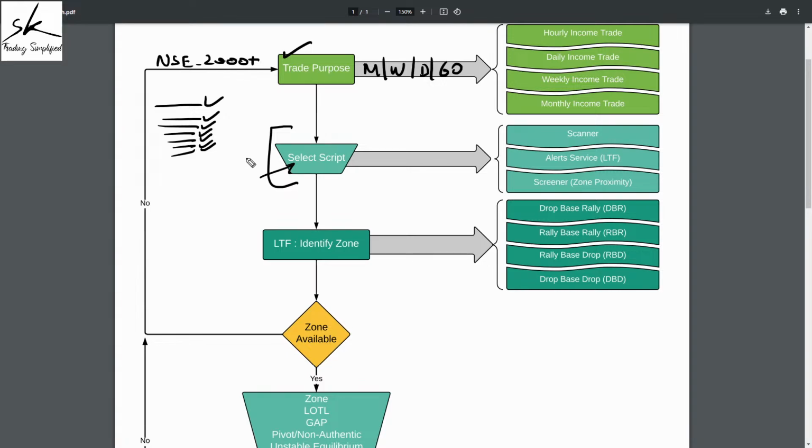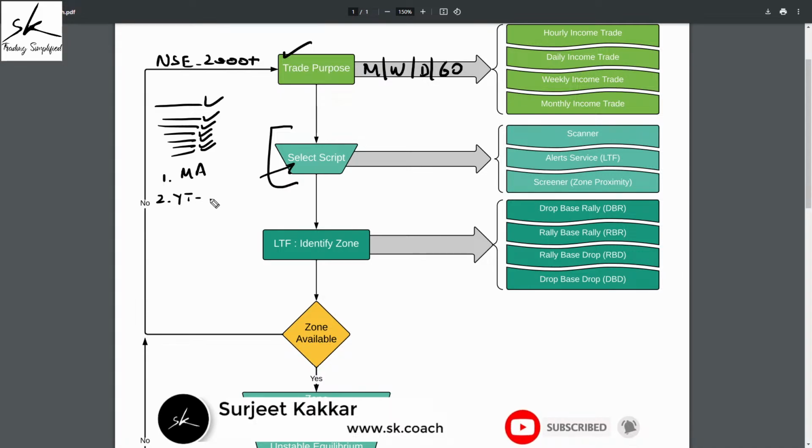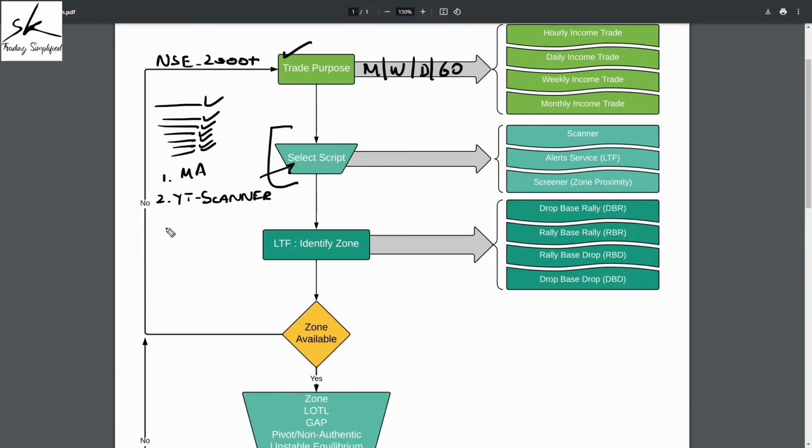Now, a few examples of these scanner screeners. Example 1, if you go to my website, you will see under the free tab, I have created some scanners for you, which are based on some moving averages and help you shortlist symbols. Second example, if you go to my YouTube channel and search for scanner, you'll be able to find a few videos, different scanners, different logics. You like any of those, you can use that.